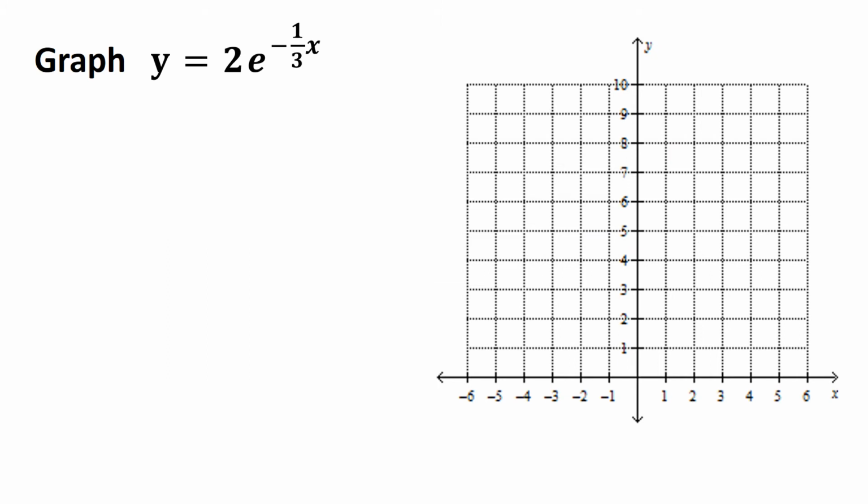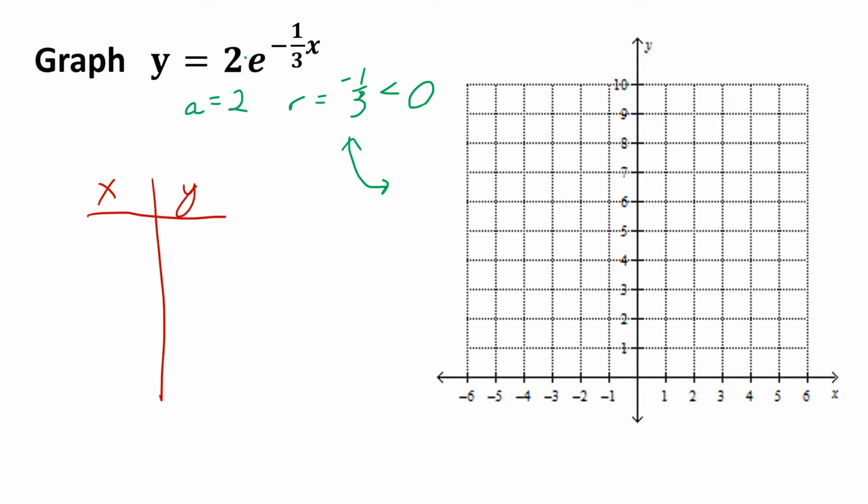Okay, now let's graph something a little more complicated. So y equals 2 times e to the negative 1/3 x power. Okay, so based on the previous definition, my a here is 2 and my r is negative 1/3. And that is less than 0, so I expect to have an exponential decay graph. Expect something that looks like this. All right, I'm going to make a table. So x, y, and 0 is always easy to substitute.